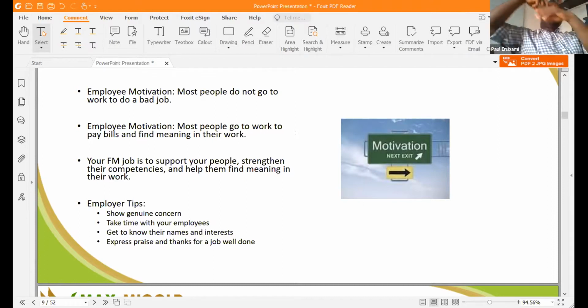So in their position, you should show a genuine concern to your team. Let them know you care, right?